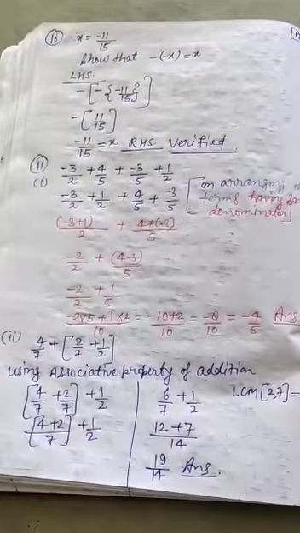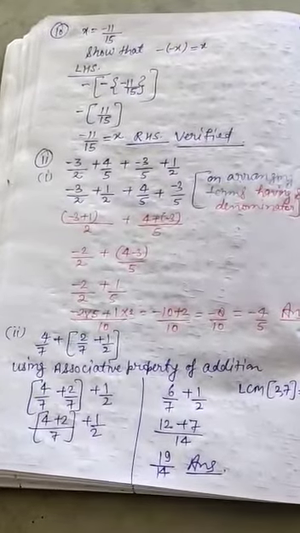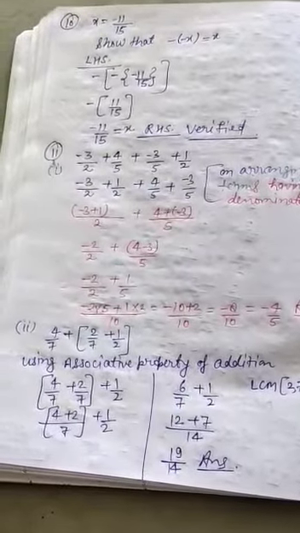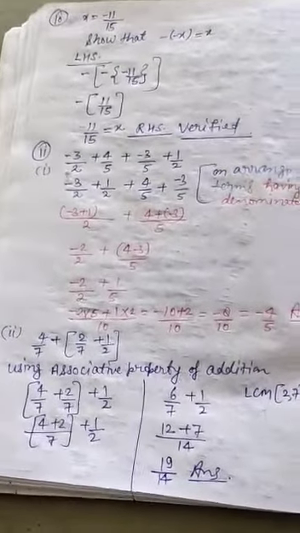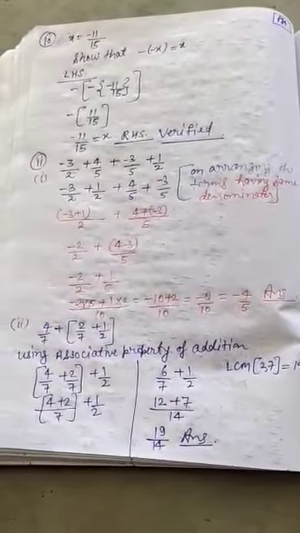Starting terms are like terms, that's why we can add minus 3 upon 2 plus 1 upon 2, plus 4 upon 5 plus minus 3 upon 5. Finally, when you take the LCM of 2 and 5, we will get 10, and on solving we are getting minus 4 upon 5.